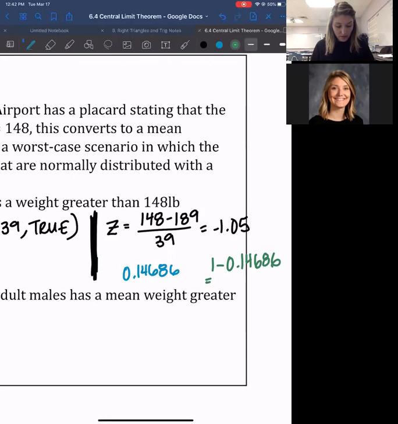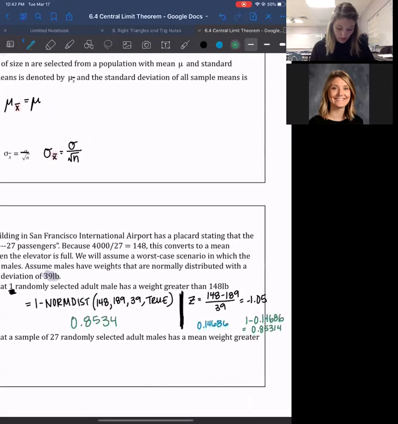So 1 minus 0.14686 gives you 0.85314. Okay, so you can tell it's just slightly different, but as mentioned before, Sheets is going to be more accurate than the table because the table has rounded a little bit, and we rounded the z-score we got, so even the value we looked up on the table is rounded.